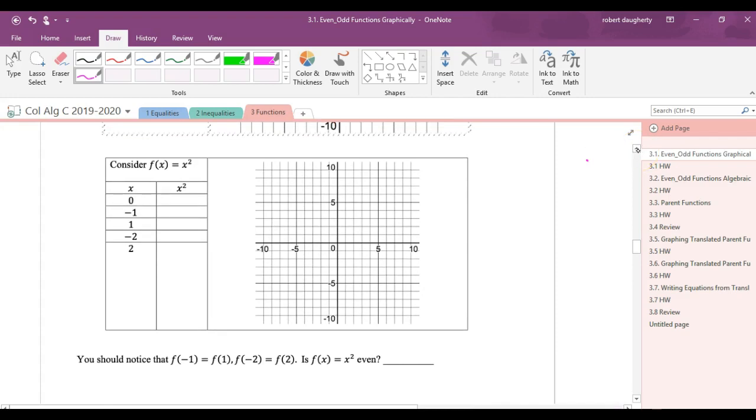Let's look at the graph of a function. We're going to deal a lot more with graphs of functions later. I want to graph f of x equals x squared. So what happens when I square 0? 0. Negative 1 squared, 1. 1 squared is 1. Negative 2 squared, 4. And 2 squared is 4. So if I graph these points, (0, 0), (1, 1), (2, 4), and (negative 1, 1), (negative 2, 4), this graph should look familiar to you. The graph of a parabola.